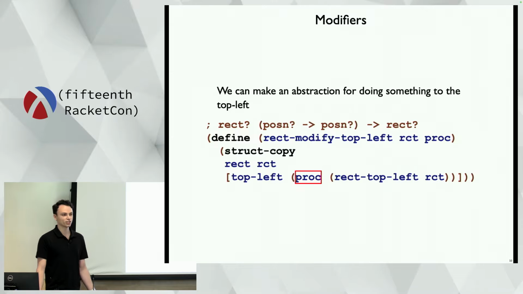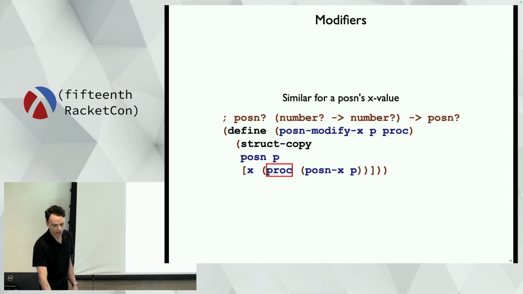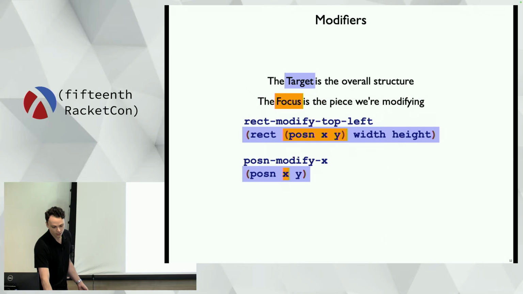So our abstraction is called rect modify top left. You take in a rectangle and a function which describes what you want to do to the top left, which is a function on posns. And then you just perform that struct copy operation. And we can do the same thing for a posn by making posn modify x. And so in both of these examples, we have a target, which is the overall structure that we're working with, and then we have a focus, which is a piece of that structure that we want to do something to. And so for rect modify top left, the target is a rectangle, and the focus is its top left position. And for posn modify x, the target is a posn, and the focus is its x coordinate.